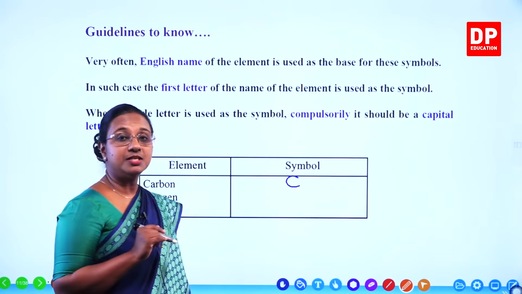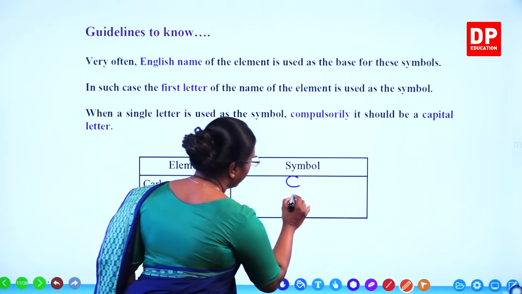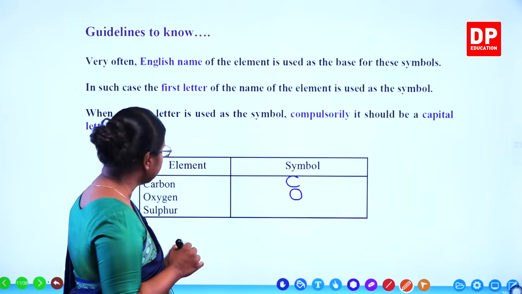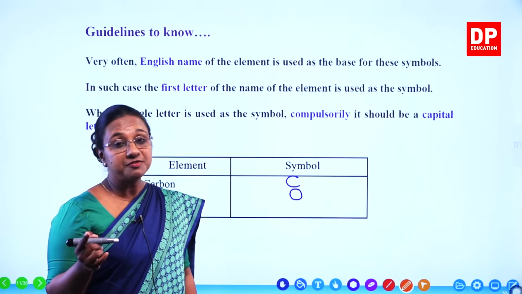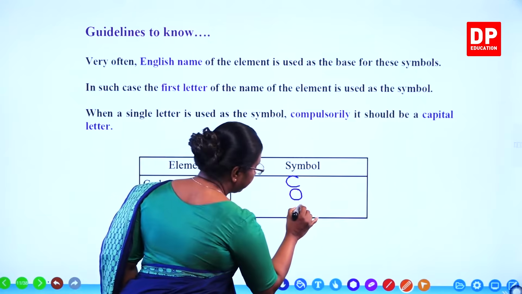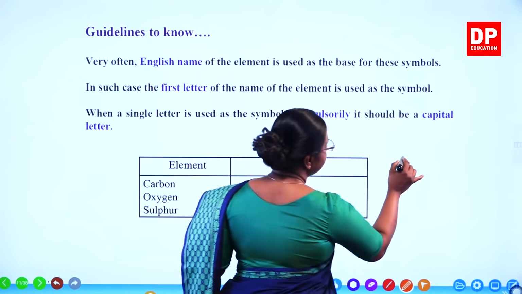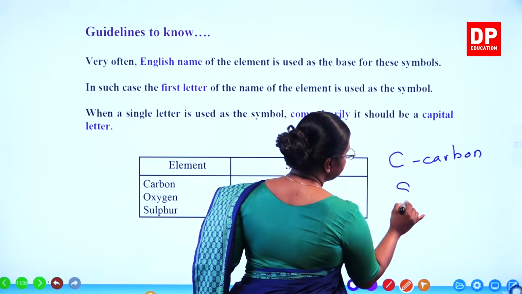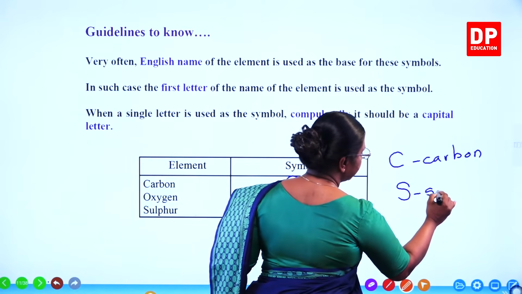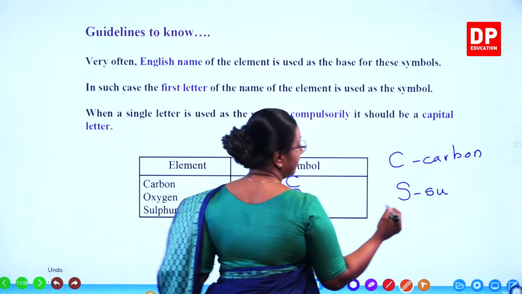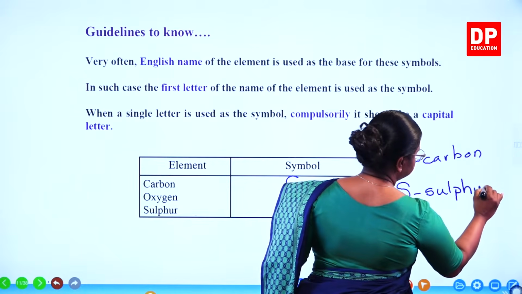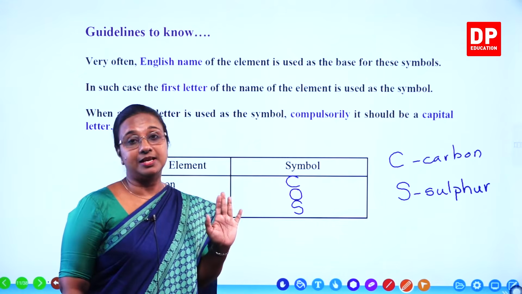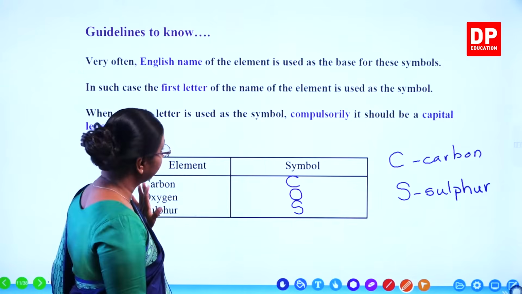Then, if you take oxygen, the first letter is O. So, that is given the symbol capital O. And then we have sulfur. The first letter of sulfur is S. So, we give the symbol S. So, if you know the symbol C, you know it is carbon. No confusion there. If you see the symbol capital S, you know it is sulfur. So, that is how we identify elements. Is that okay? So, first letter of the element in capital letters. That is the first thing that you have to remember.